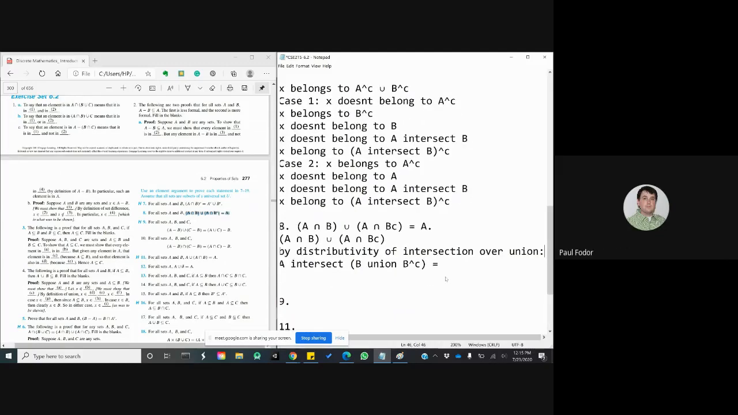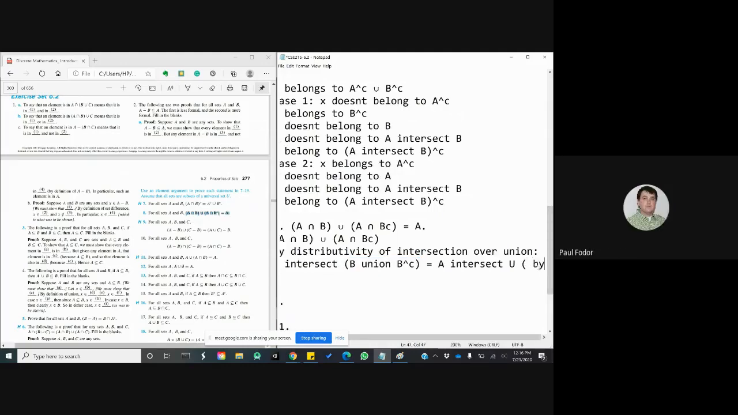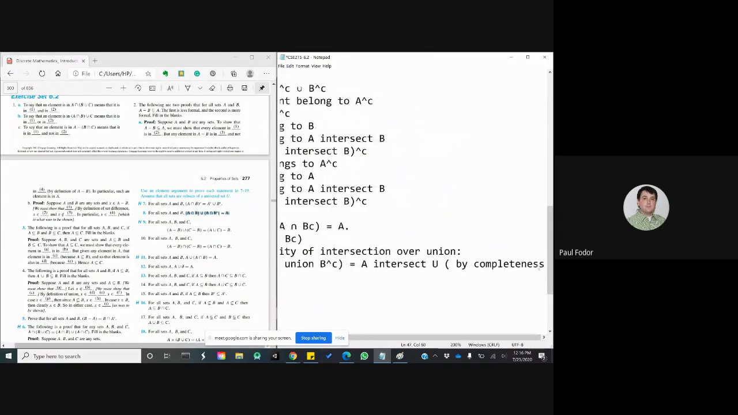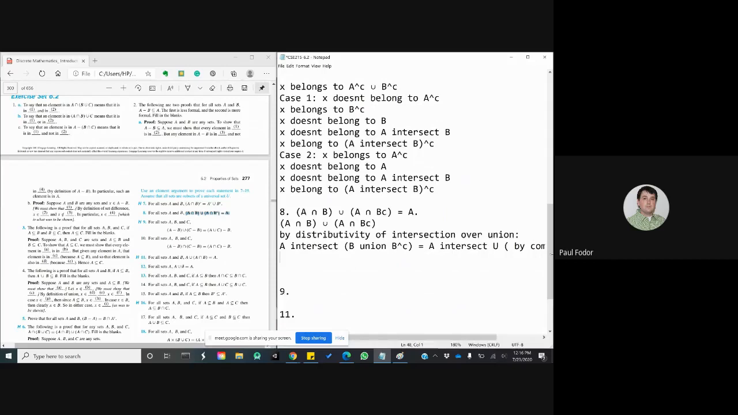Now the next one, this will be equal with A intersect universe, U. And this is by completeness of union over complement. Okay, you can by that equal universe. Okay, good. And now by identity law, this is equal with A. A intersect with the universe is equal with A. And we just proved it. We actually used equality, so you didn't have to prove it both directions.